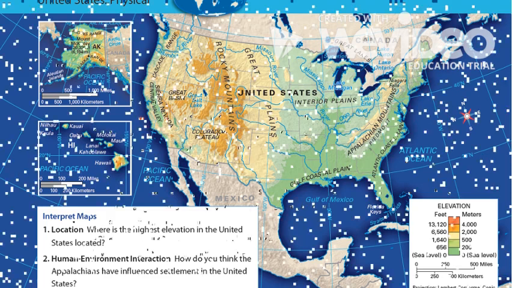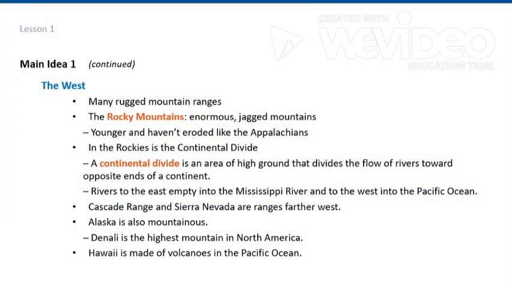The West. In the region called the West, several of the country's most rugged mountain ranges make up the Rocky Mountains. These enormous mountains, also called the Rockies, stretch as far as you can see. Many of the mountain's jagged peaks rise above 14,000 feet. The Rockies are more jagged than the Appalachian Mountains because they are younger and haven't eroded as much.